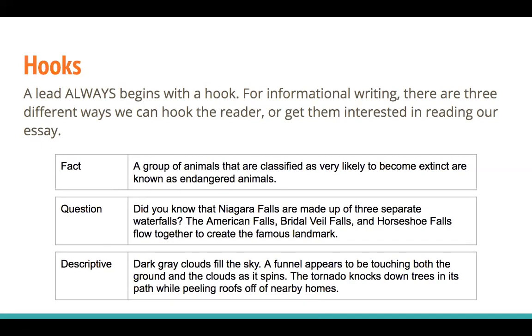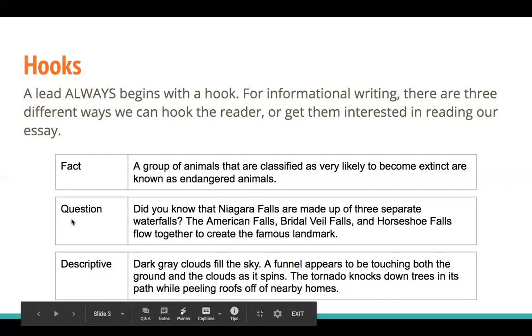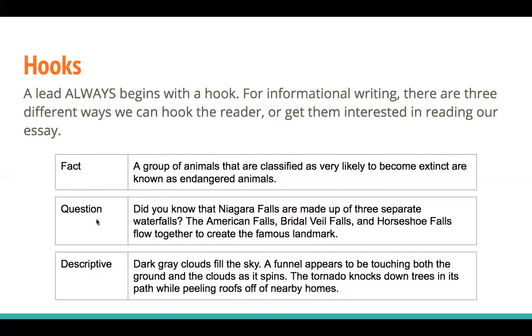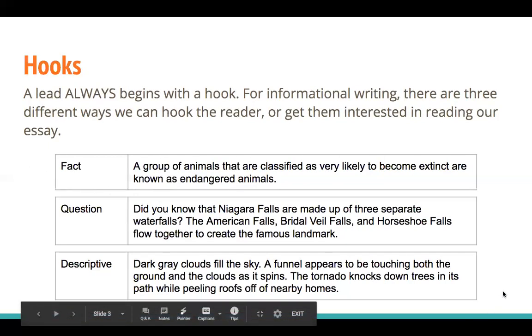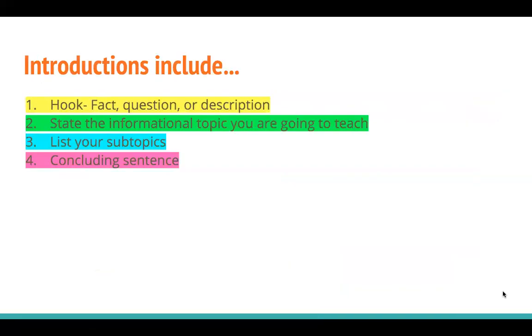So when you go to do your hook today, pick one of these 3 types of hooks. So pertaining, of course, to your essay. So you could either do a fact, question, or a description to start off your paper.